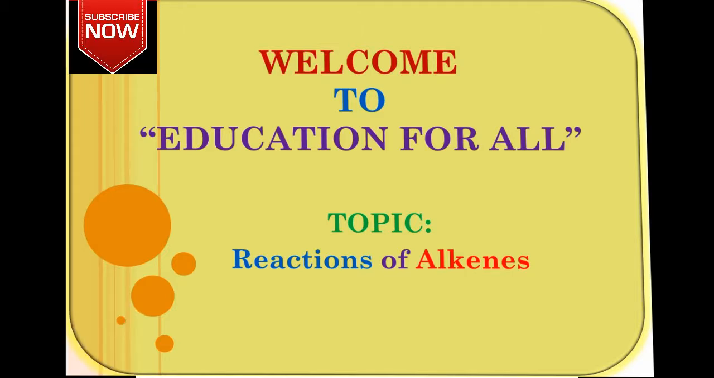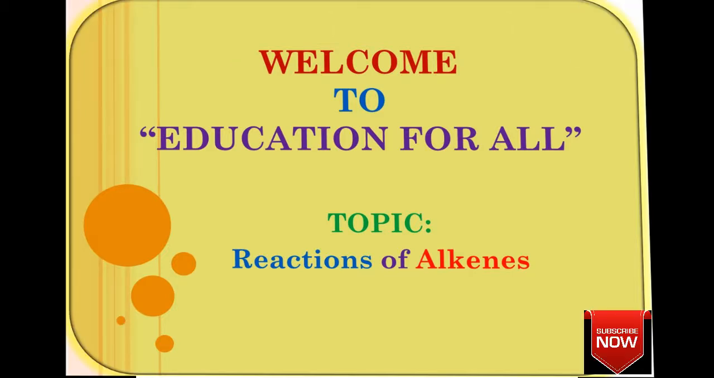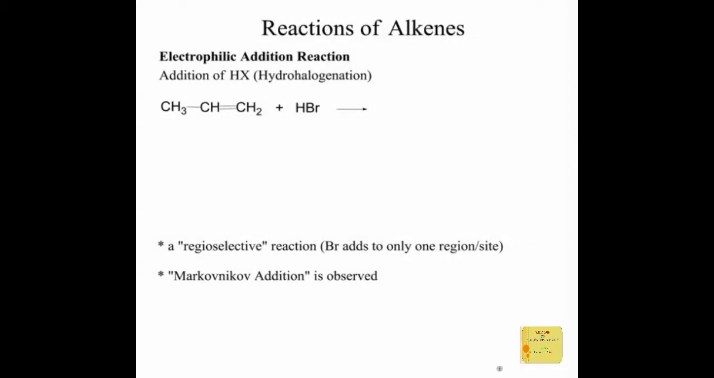Next, we're going to talk about reactions that alkenes can undergo. Many of the reactions we're going to be seeing are described as electrophilic addition reactions. And one such reaction is the addition of HX across a double bond. So we call this a hydrohalogenation reaction, since we're adding a hydrogen and a halogen.